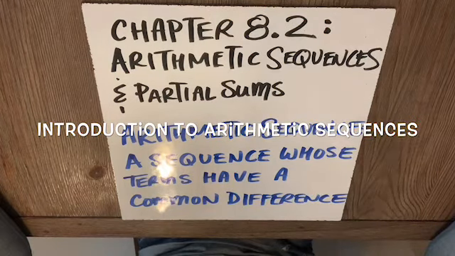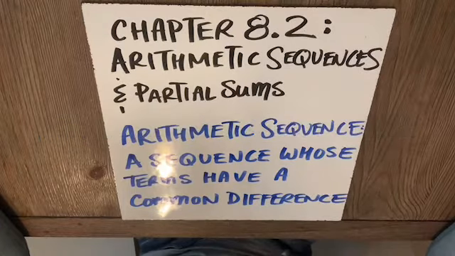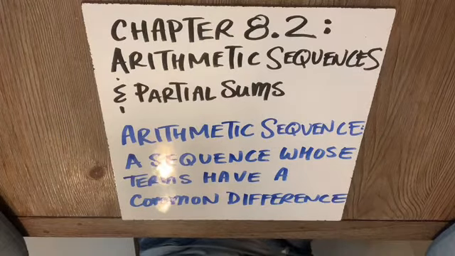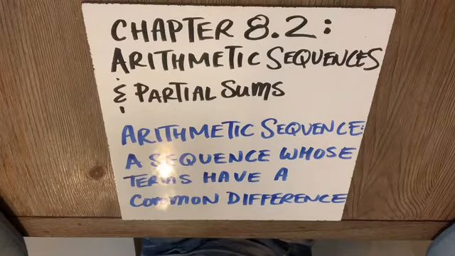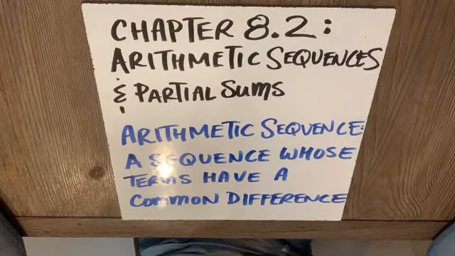Chapter 8.2, Arithmetic Sequences and Partial Sums. Let's start this chapter by getting a definition of an arithmetic sequence. An arithmetic sequence is a sequence whose terms have a common difference, and that common difference is usually designated by the letter D for difference.